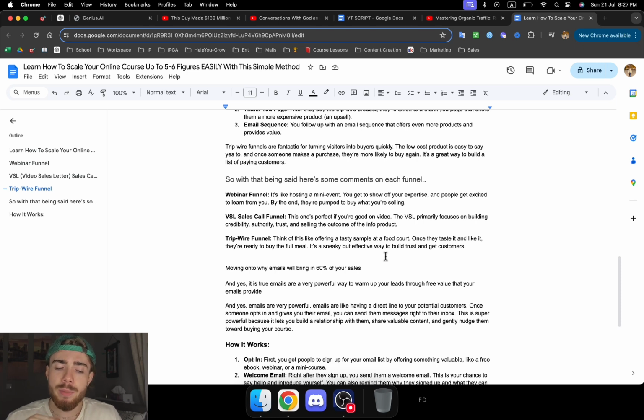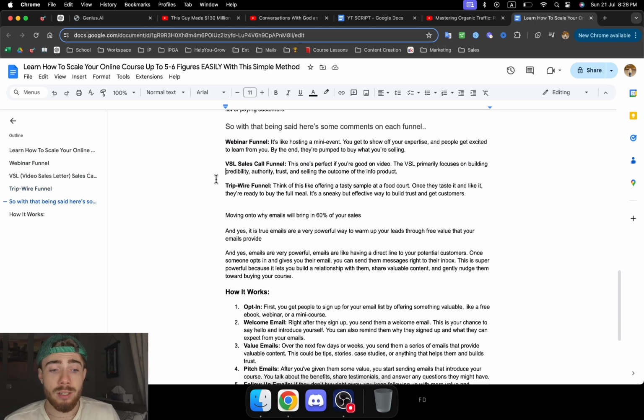And the tripwire funnel. This is probably becoming my favorite one, but I haven't really played with it that much, so I cannot really guarantee you. Think of this like offering a tasty sample at a food court. Once they taste it and like it, they're ready to buy the full meal. It's a sneaky but effective way to build trust and get customers. This is how I see it, and the reality is that this funnel is making a lot of money and it probably outsells those two most of the time because emails are just carrying this one. I can guarantee you that if you know how to do emails, you're just going to print no matter what happens.